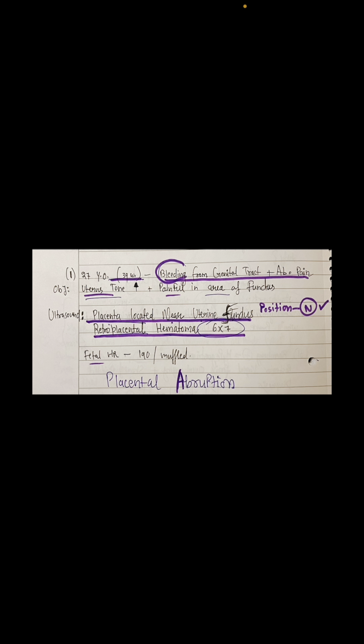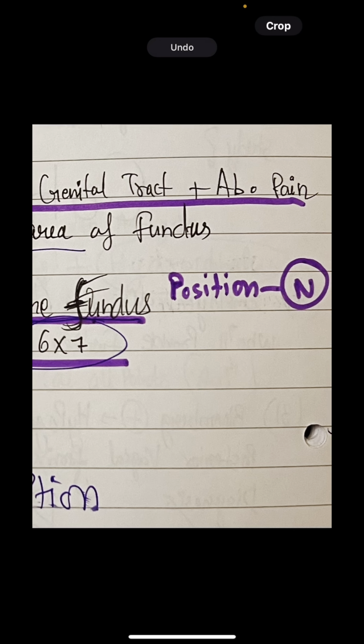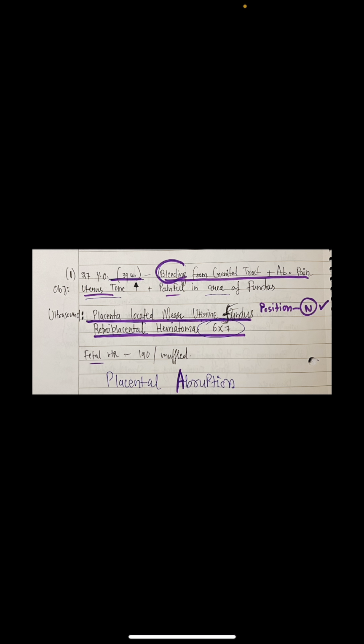The first patient is 27 years old, at 39 weeks of pregnancy, with bleeding from the genital tract plus abdominal pain. The uterine tone is increased, painful in the area of the fundus. Ultrasound findings: the placenta is located near the uterine fundus. It means the position of the placenta is normal. The placenta is supposed to be near the uterine fundus, right? So this is the normal position.